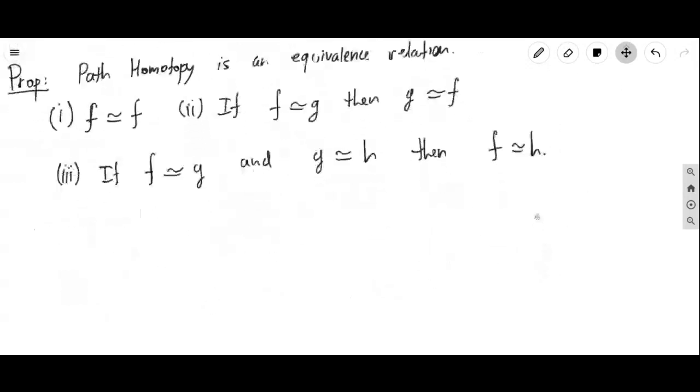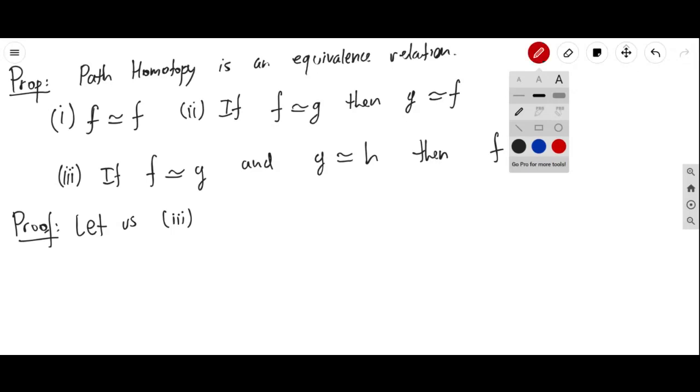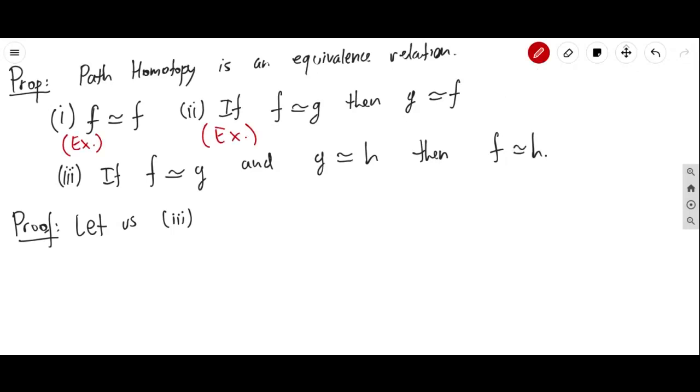So most of these are actually very easy to prove. And instead of proving all three of them, let's just prove one of them. So let us prove 3. And as an exercise, you can prove this one, and you can prove that one. It's not difficult to do.